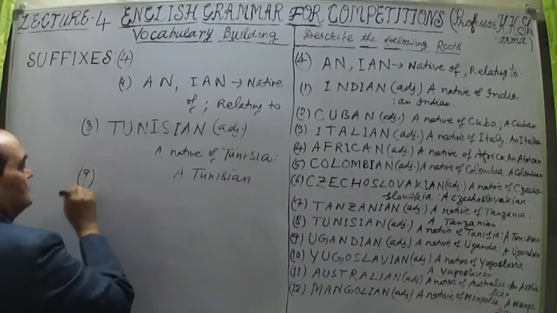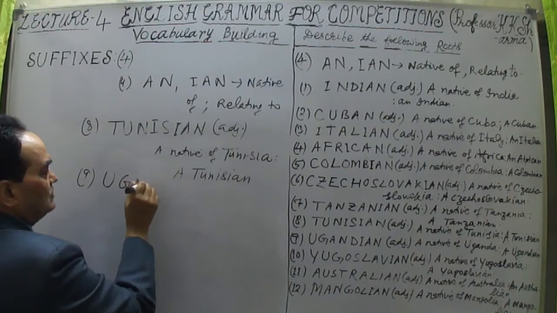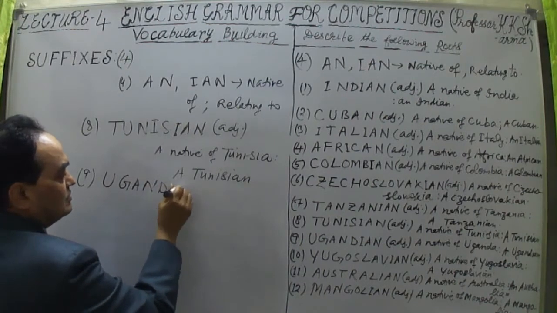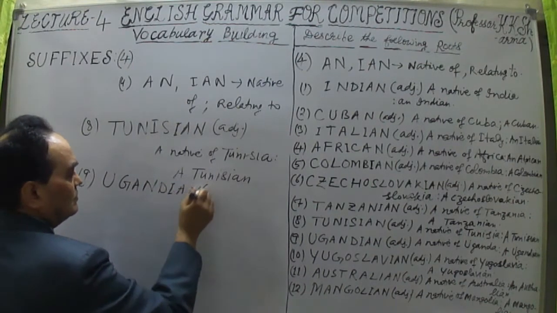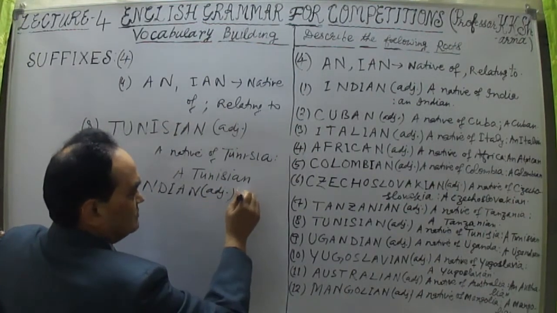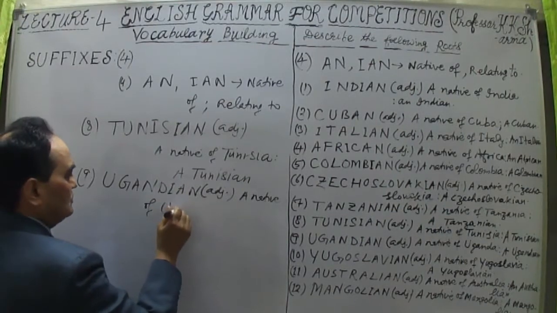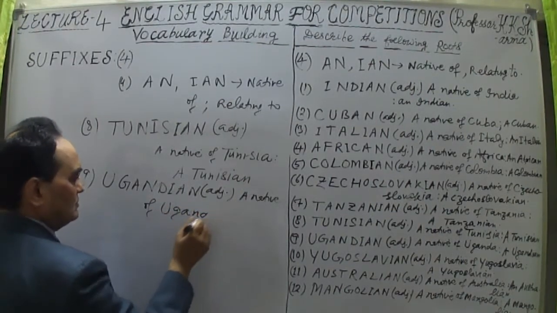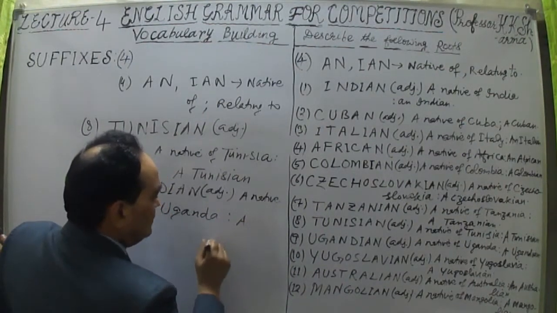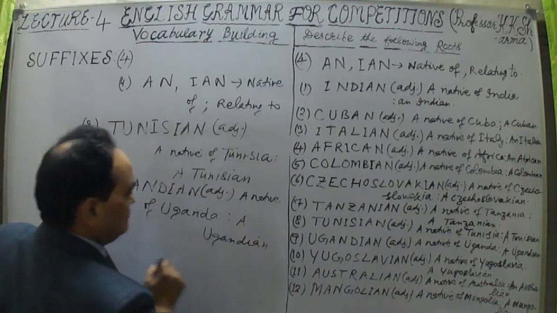Now the ninth word that we talk about. Ninth is Ugandan. U-G-A-N-D-I-A-N. Ugandan. Adjective. Ugandan, right? That means adjective. A native of Uganda, U-G-A-N-D-A. Uganda. A native of Uganda, known as a Ugandan. U-G-A-N-D-I-A-N. A Ugandan.